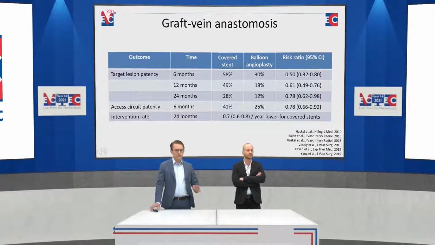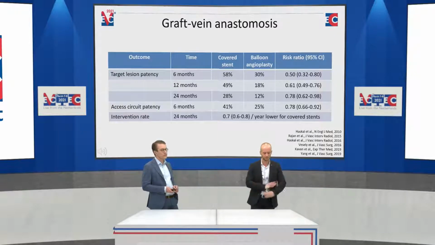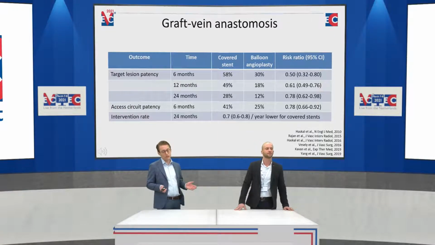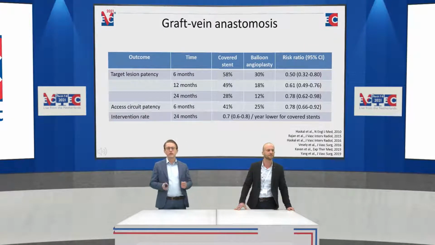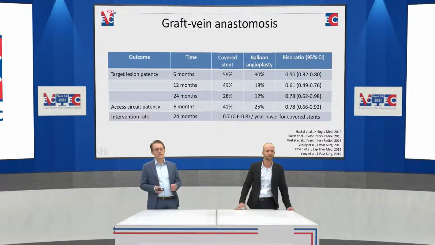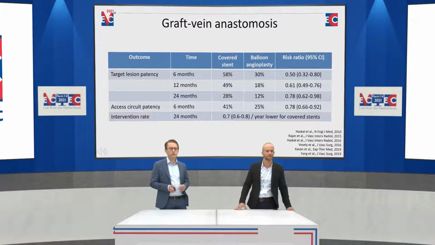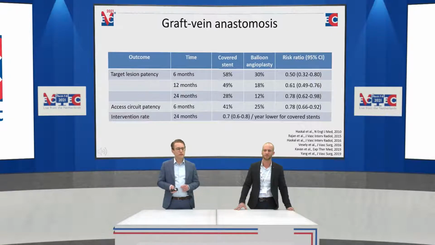So there seems to be some evidence for placing covered stents in this particular situation, which does not happen very often, because obviously we always try to use autologous fistulas, preferably, rather than arteriovenous grafts. So I think that we will wrap this case-based discussion up. I hope you enjoyed this interactive way of talking about endovascular interventions for vascular access flow dysfunction.